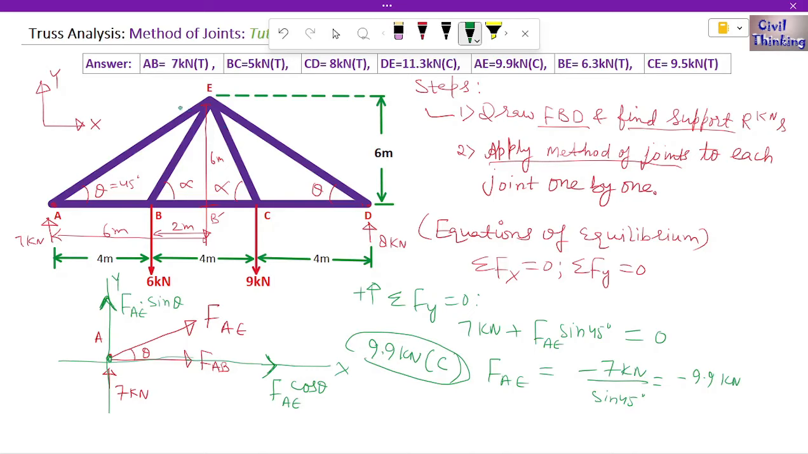So force in AE, where is the answer? Yes, this is the answer. Force in AE is 9.9 kilonewton compressive. Okay, so our calculations are right.